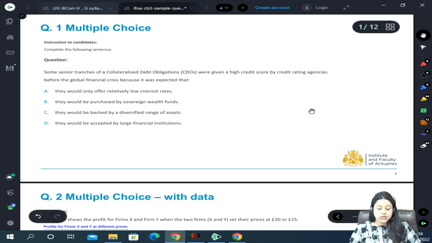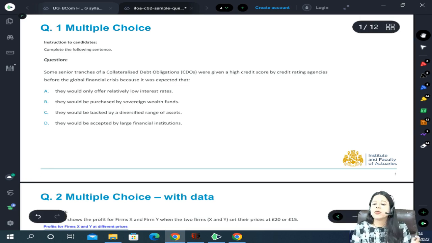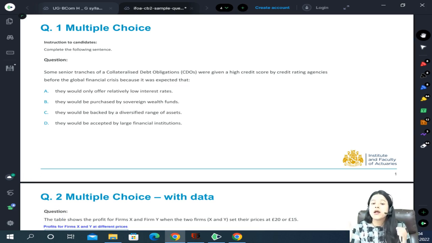All right. So IFoA has now changed the pattern for CB1 and CB2. They have introduced OBA based questions. So basically it's objective based assessment, wherein you will be getting all the objective type questions. You will not be getting any kind of short or long questions, which are subjective questions, like which we used to have, 4-marker or 6-marker questions. We'll be having completely objective based questions.